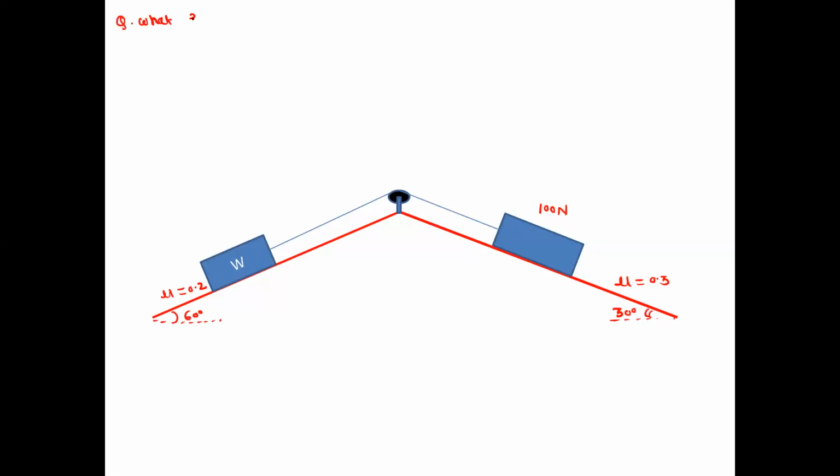what should be the least and greatest value of the weight W to maintain the given equilibrium?